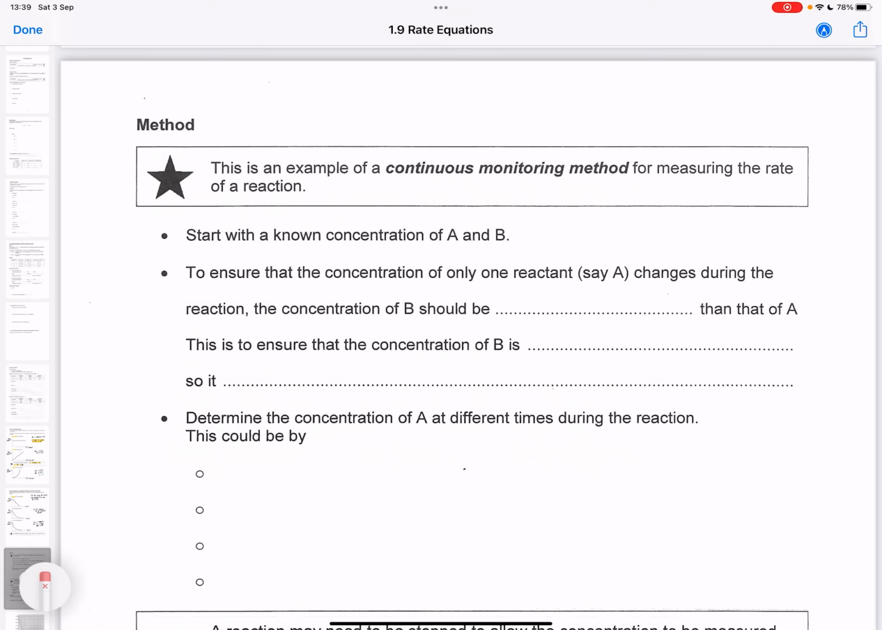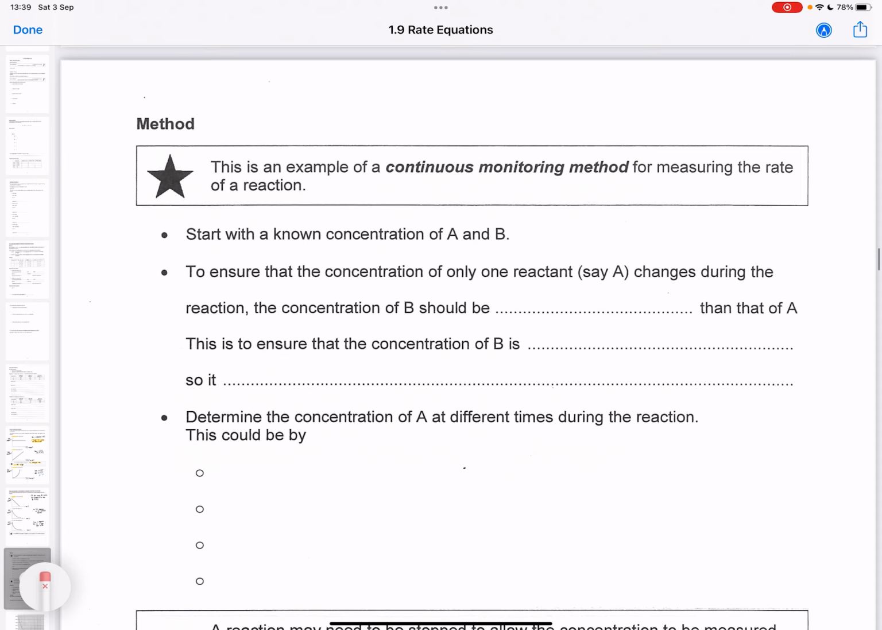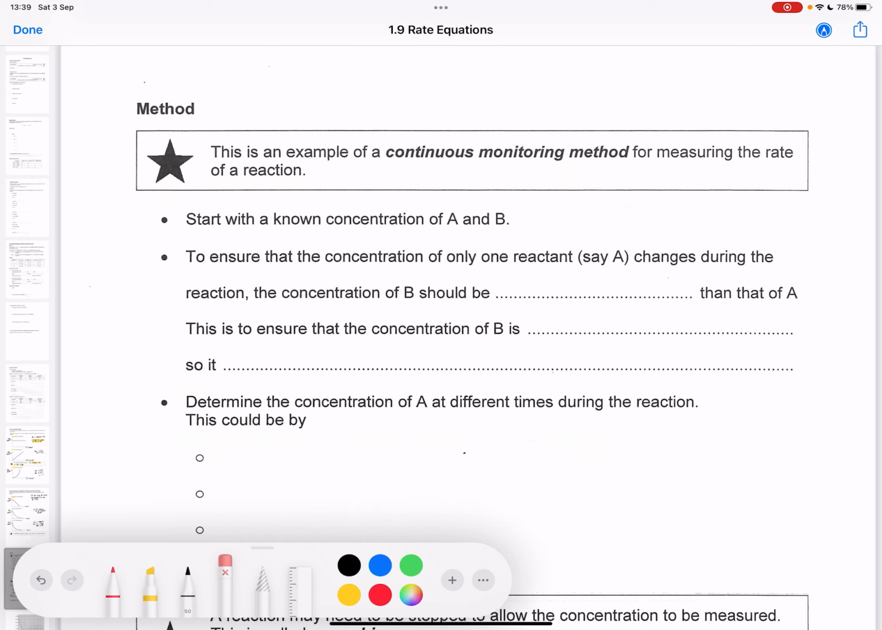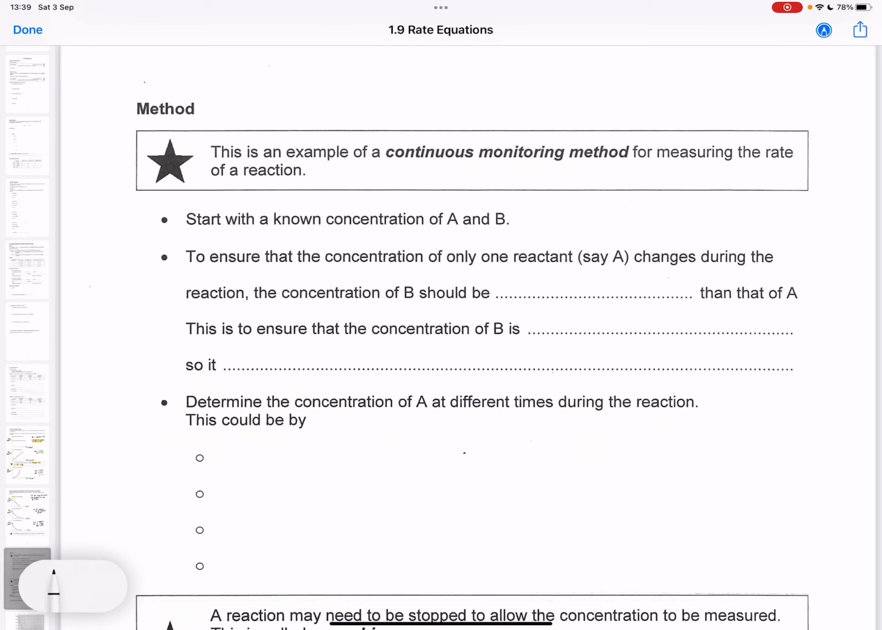So here we're going to look at how the continuous monitoring method can be used alongside concentration time graphs to determine the order of reaction with respect to one reactant. In this particular example, we're going to try to measure, using the continuous monitoring method and concentration time graphs, the order with respect to reactant A.